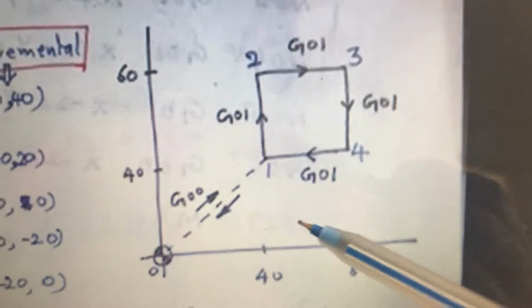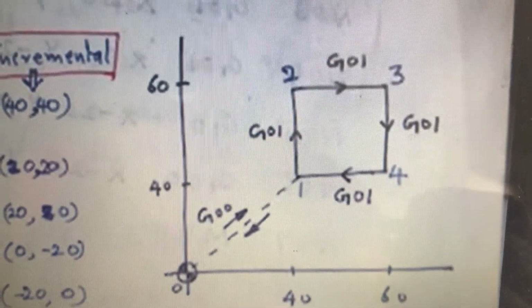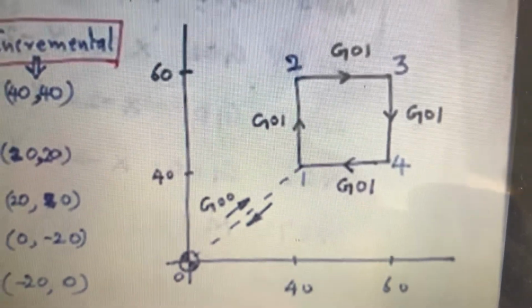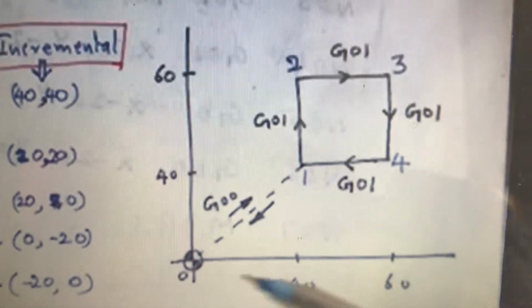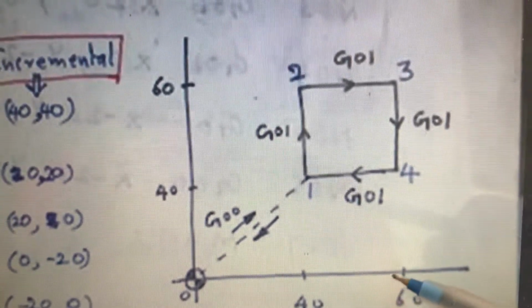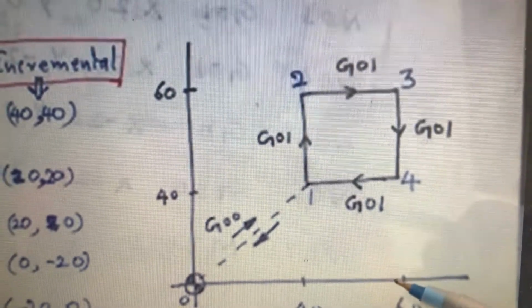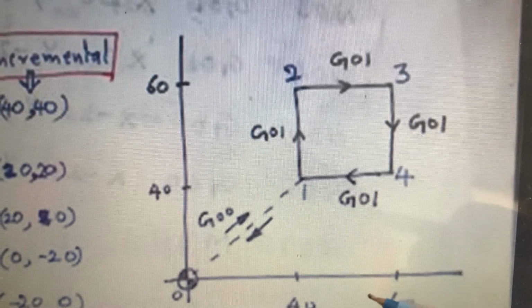In CNC programming, what we are going to learn, we follow absolute positioning only. But still, I want to tell you the difference between absolute positioning and incremental positioning. So now you know what absolute positioning is. Absolute positioning is nothing but measuring the distance of x and y in all points from the fixed origin 0, 0.